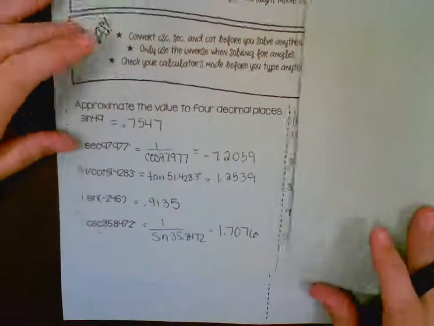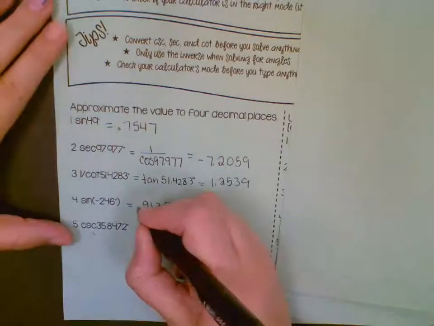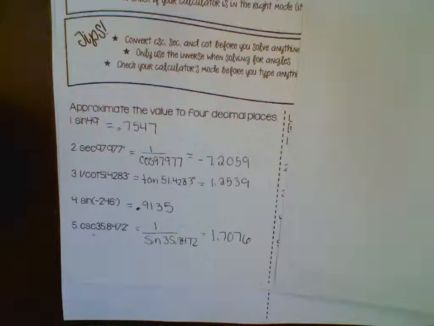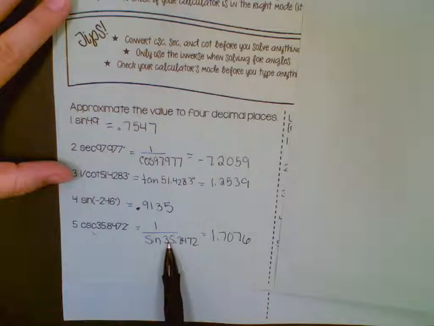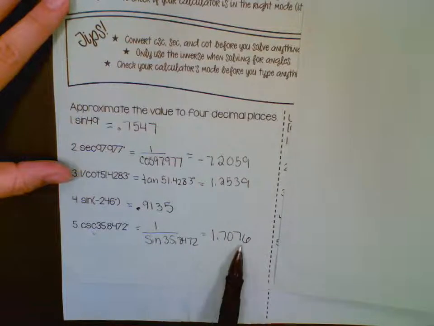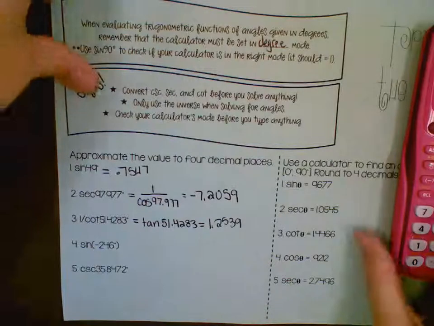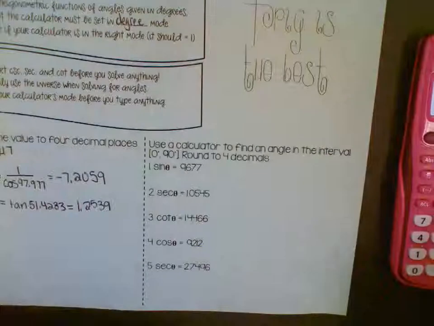Okay, welcome back. So for number 4, I got 0.9135. And then for number 5, we have to change it to sine, so we flip it over. So 1 divided by sine of 35, and we got 1.7076. So make sure you write down any questions if you didn't get those answers, or try plugging it in your calculator again. Okay, so let's move on over to the other side, and this is finding angles.